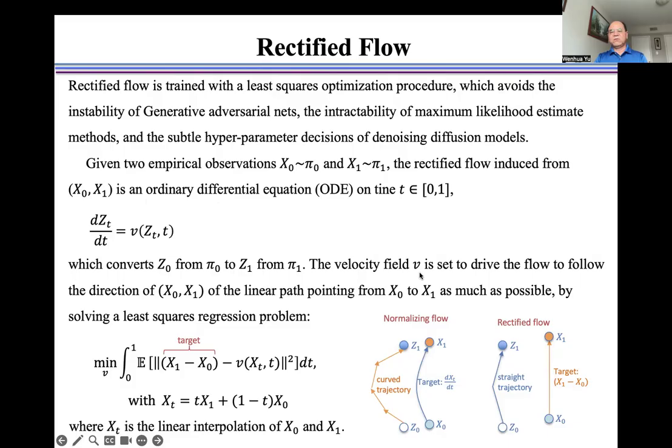The velocity field v is said to drive the flow to follow the direction of x0 and x1 of the linear path pointing from x0 to x1, as shown here and here, as much as possible. By solving the least squares regression problem as shown here, this is the target and this is the prediction, with xt calculated from x1 and x0, where xt is a linear interpolation of x0 and x1.